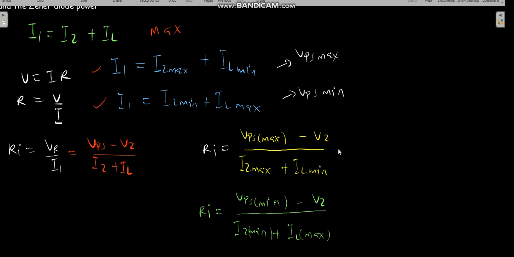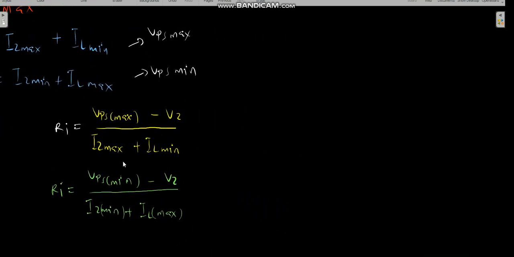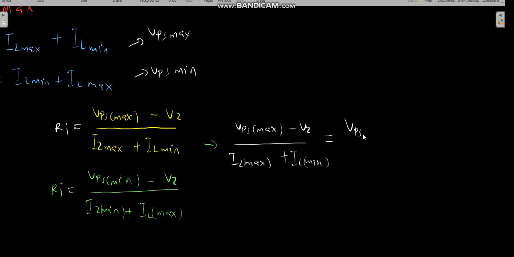So this, what you have at the top here, will give the same answer as what you have down here. So let's look at that. I'm going to write this one and then equate it to this, since they are all supposed to give the same answer. So these two become: I have VPS max minus VZ, all divided by IZ max plus IL minimum.